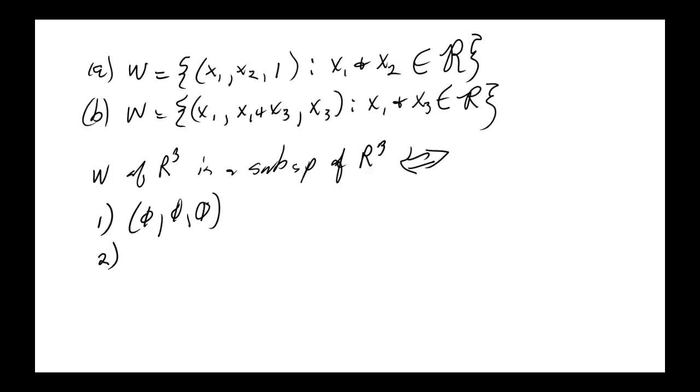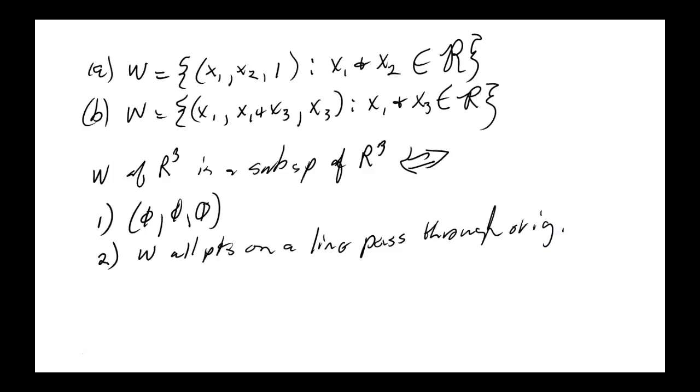Or W consists of all the points on a line, but that line must pass through the origin. It has to pass through the origin because the zero vector must be on it, so it would certainly not be an empty set. Addition works because you add any value on the line to another value on the line, you'll still have a value on the line. And scalar multiplication works, because all you're doing is scaling it up or scaling it back, and those are all on the line. So all points on a line that passes through the origin.